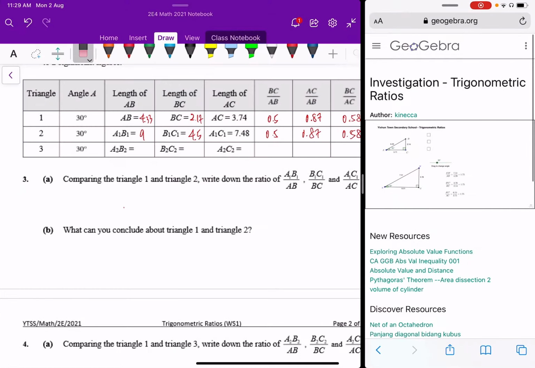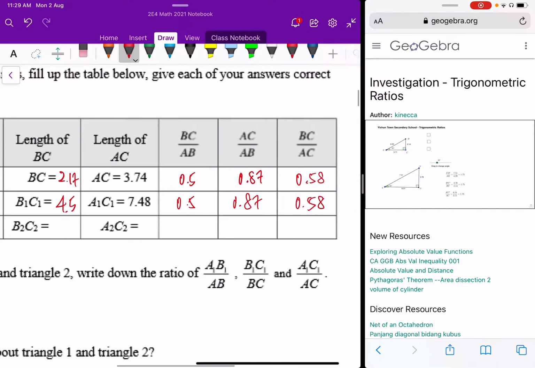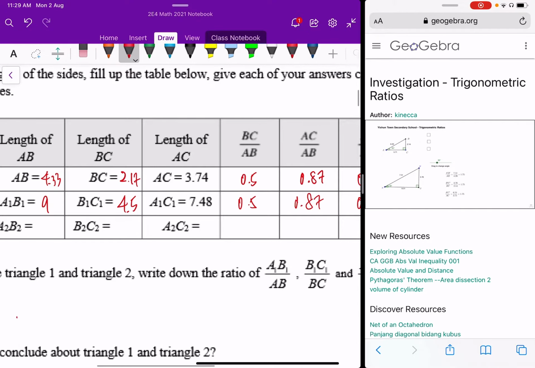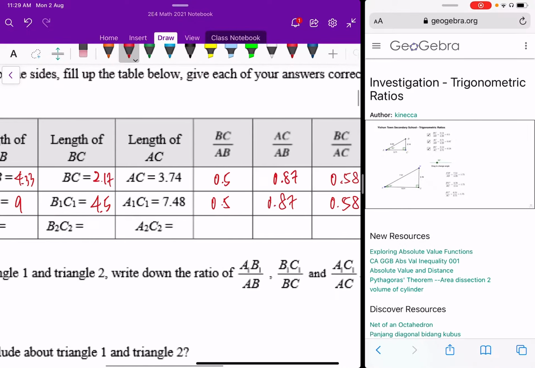Okay guys, if you have done the first part already, you should be getting the same numbers as me. Okay, 9, 4.5, 7.48, it should be around there. Because I cannot drag it very accurately, so roughly the same there is fine. So you will get these numbers here.